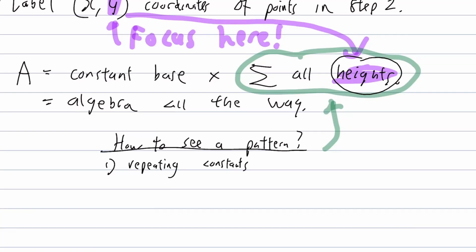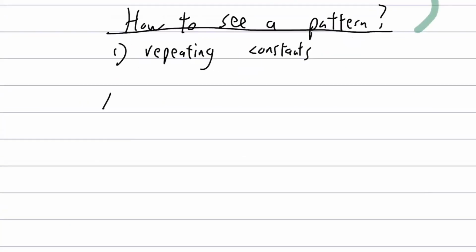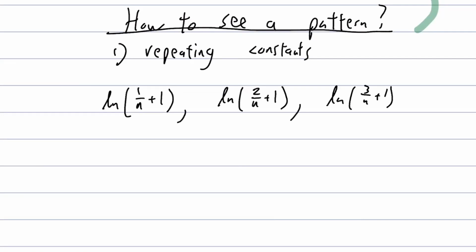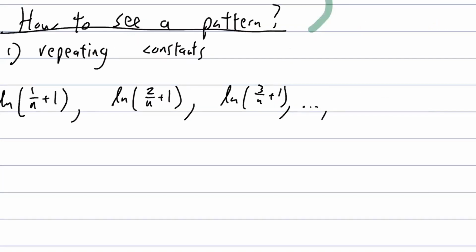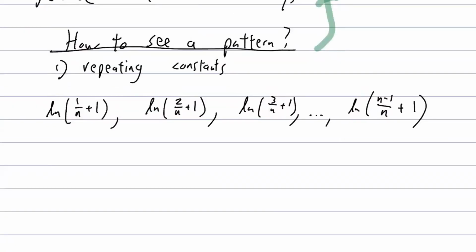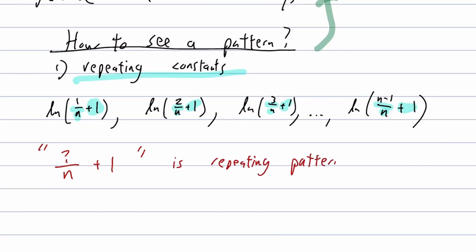So in our example, we had ln of 1 over n plus 1. Then after that, ln of 2 over n plus 1, ln of 3 over n plus 1, so on and so forth until we eventually get to ln of n minus 1 over n plus 1. The repeating constant, what I mean by that is the plus 1 here and the divide by n. Divide by n plus 1, divide by n plus 1. You need to see that divide by n plus 1 is a repeating pattern. Okay, that's what we call pattern spotting.